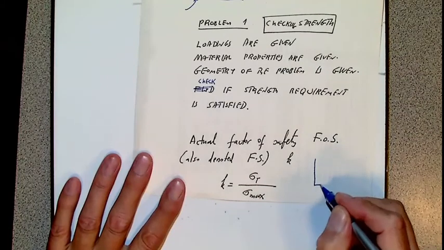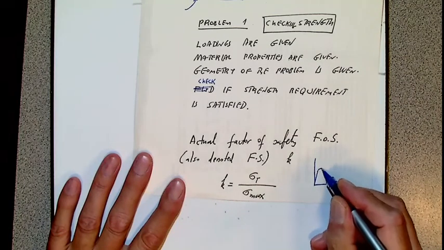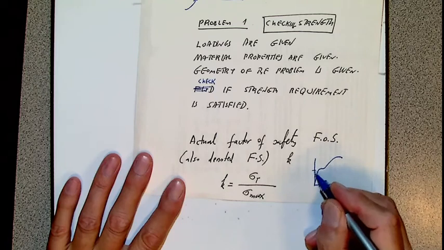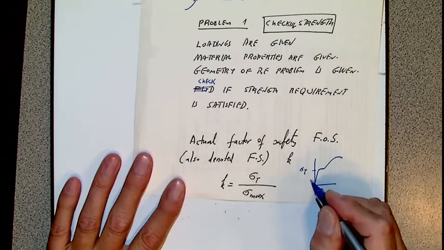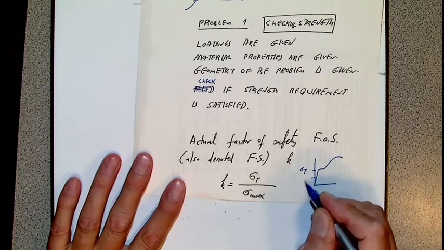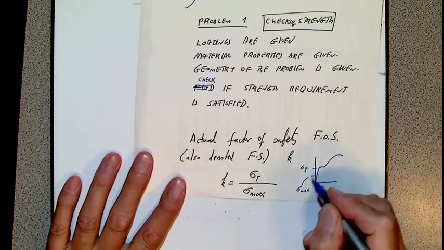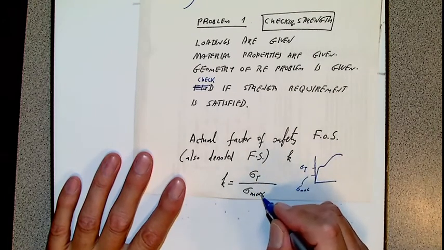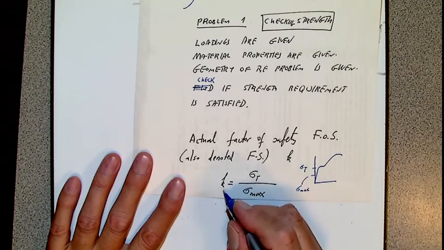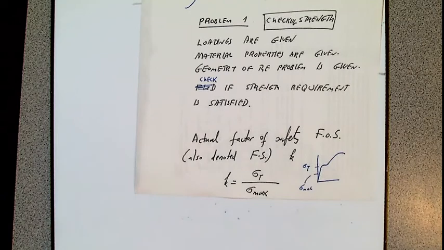So that is sigma y, and that is sigma maximum. How many times is sigma y bigger than sigma maximum? That is the actual safety factor. That is the definition of the safety factor.